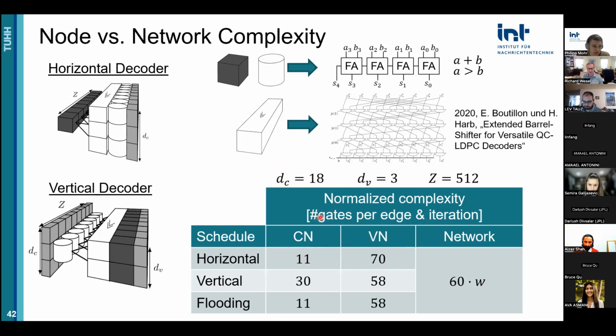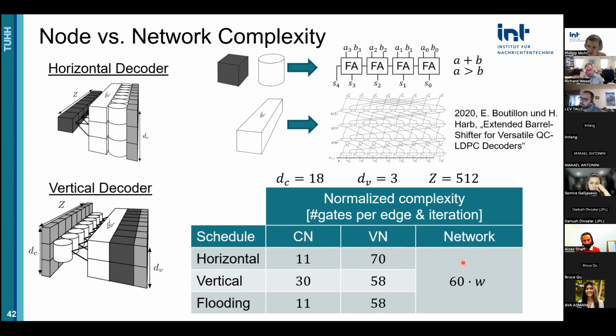So we normalize the complexity for each edge and iteration. So we need 11 here. And for the variable node, it's 70. So this indicates that the variable node complexity is much higher than the complexity at the check node.